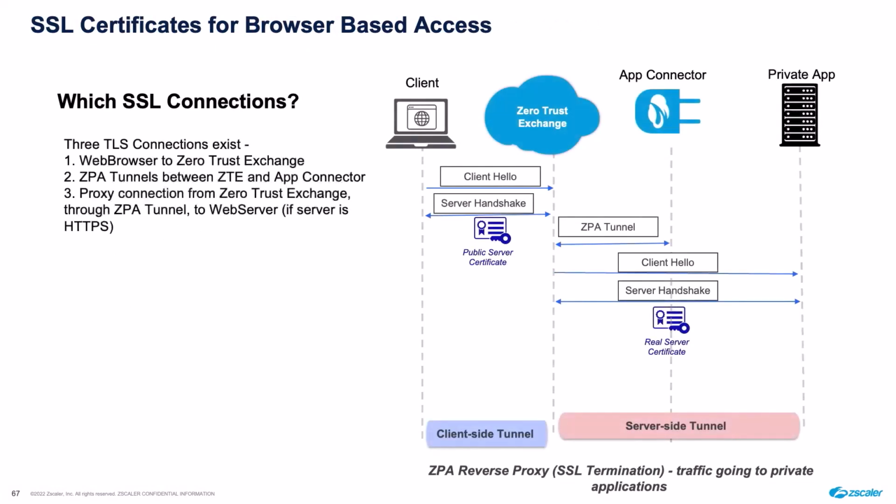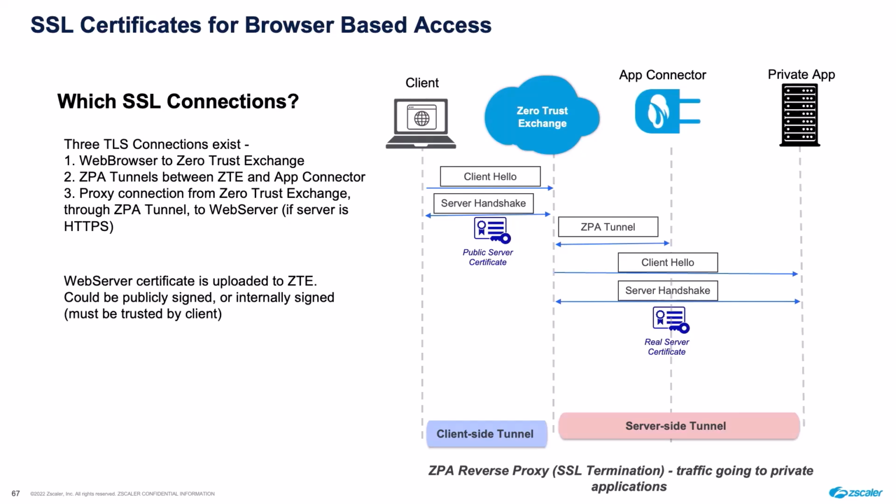Once the user is authenticated to the Zero Trust Exchange, there is a connection between the user's browser and the Zero Trust Exchange. There's a client hello, there's a server hello, and there's a server certificate that is provided to the client. So it's important that the client trusts that server certificate. That might be publicly signed by a public certificate authority like VeriSign, or it could be your internal certificate authority, where only your internal clients trust that root certificate authority.